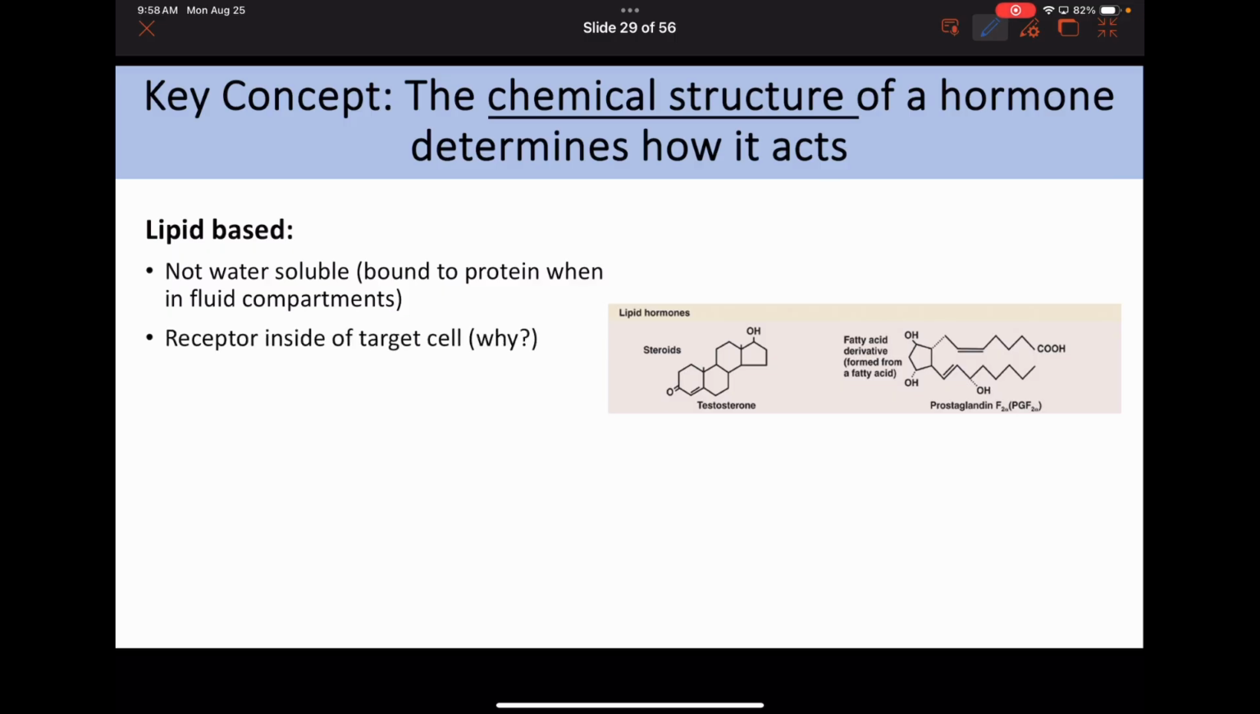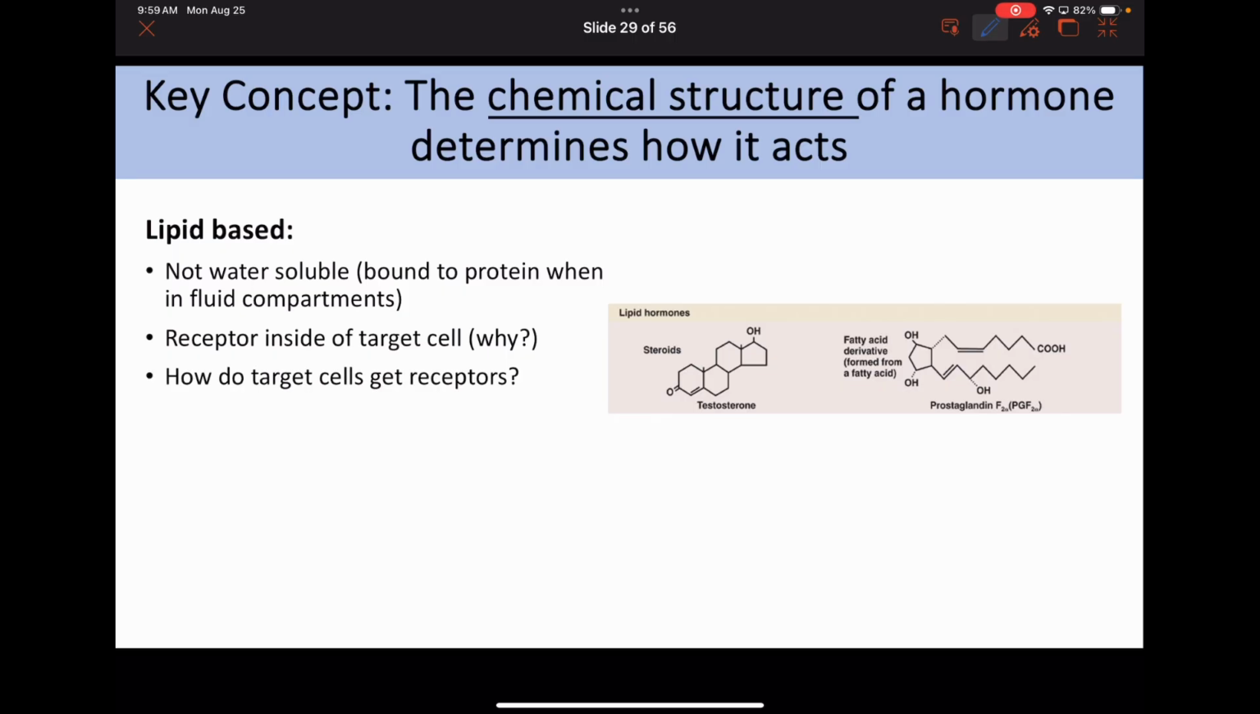The lipid-based hormone, the receptor is inside of the target cell. Why? Because lipid-based things can cross the plasma membrane, and they will. These lipid-based hormones will be able to cross through the phospholipid bilayer to be able to go into the cell.